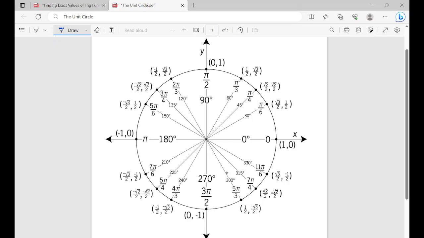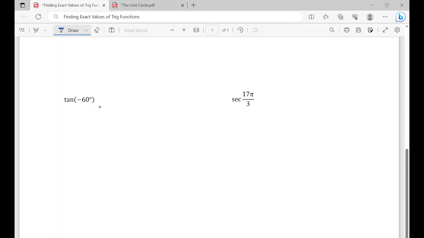And so we want tangent, and we know that tangent is just y over x. So -√3/2 divided by 1/2. And the 2's just cancel out, giving you -√3. So tangent of -60 degrees is -√3.